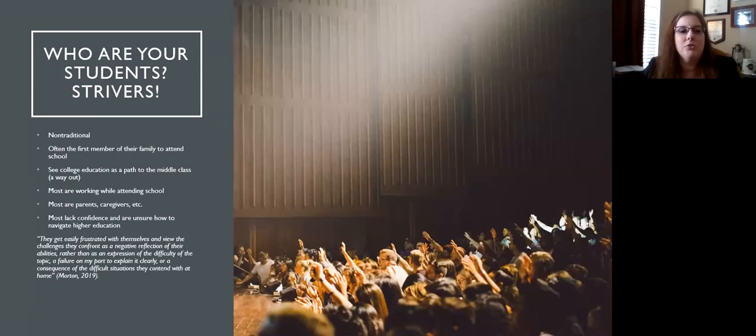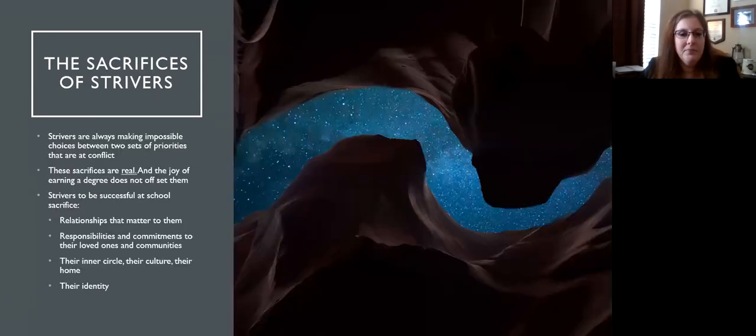What else do we know about strivers? Strivers are always having to make impossible choices between two sets of priorities that are at conflict. In other words, they find themselves in situations where there's not really a good answer or a right answer and a wrong answer. They're having to make very difficult decisions. The sacrifices that they make are very real, and the joy of earning a degree does not offset those sacrifices. So they're making difficult decisions, and this knowledge that it's going to be worth it when I get this degree in the end isn't necessarily true for strivers.